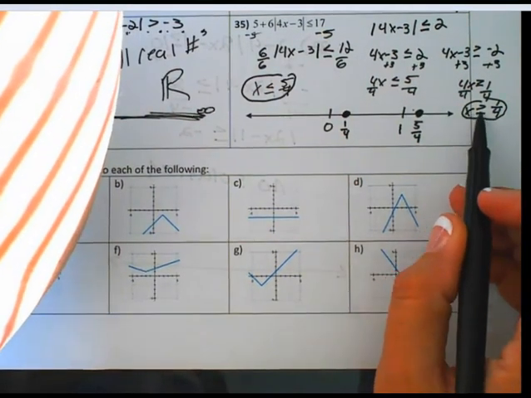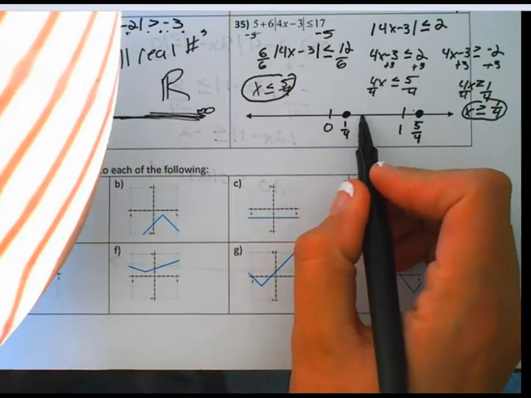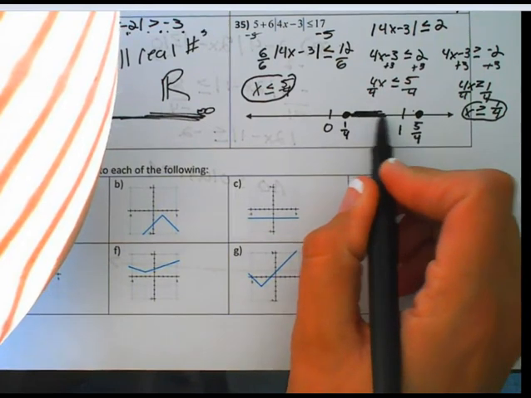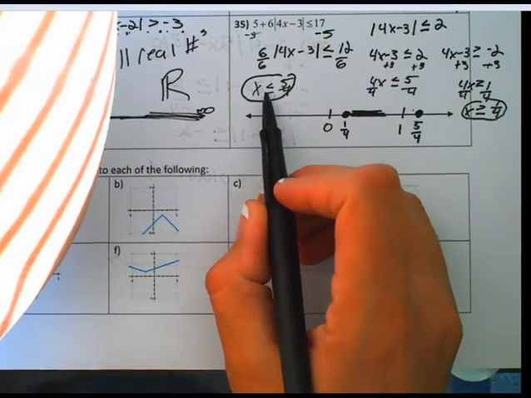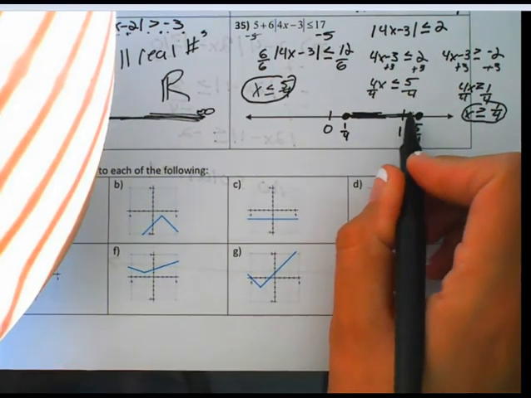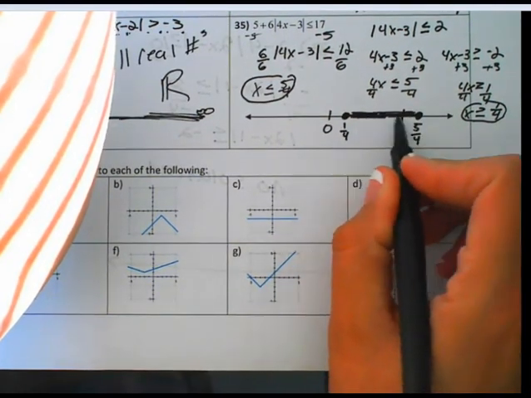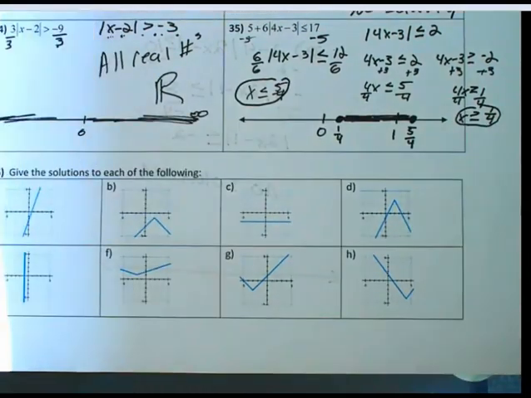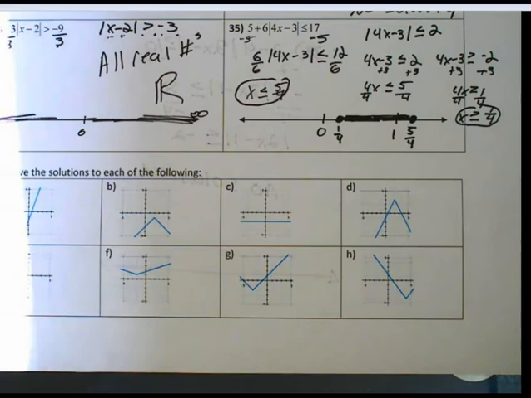Now we're going to shade in. So x is greater than 1/4, greater than, so we're going to shade this way. And x is less than 5 over 4, so we're going to shade this way. So this is what our graph will look like on the number line. Okay. All right, let's look at the last one.